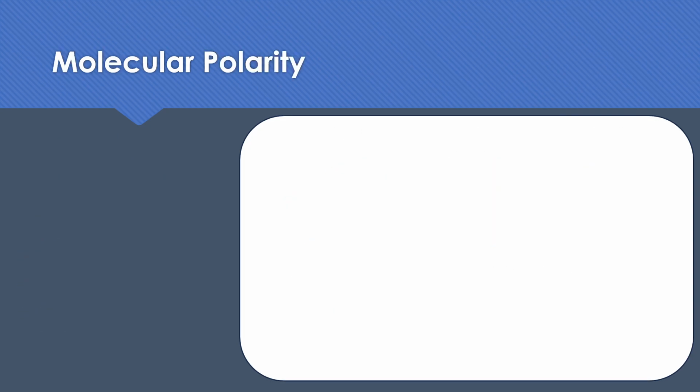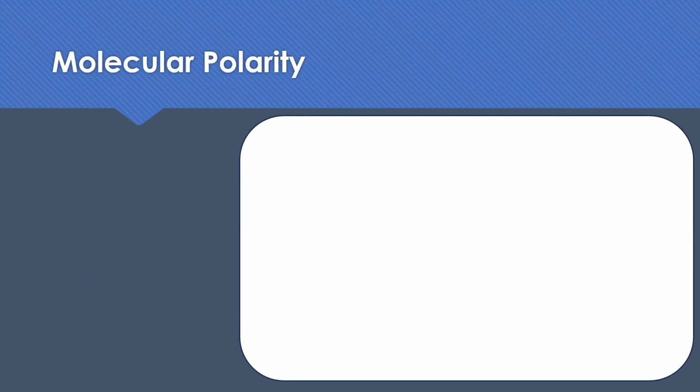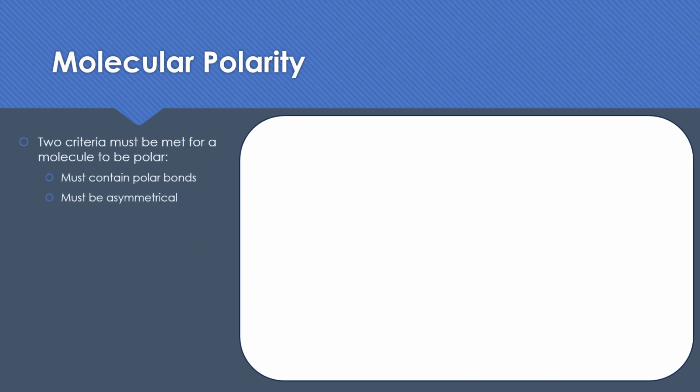All right. So let's talk about molecular polarity. So this is talking about bond polarity. Now we need to talk about molecular polarity. It's all well and good if a bond is polar, but how do we know if a molecule is polar? Well, you need to meet two criteria. So first, you have to have polar bonds.